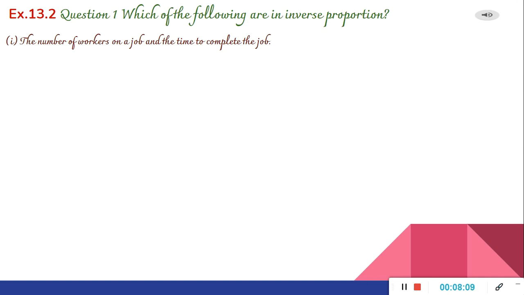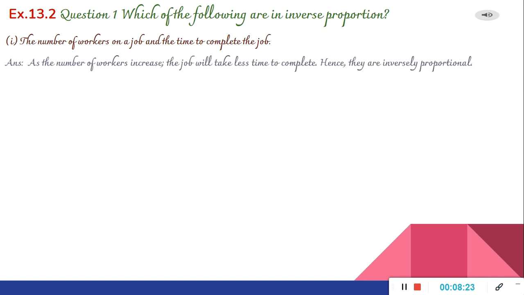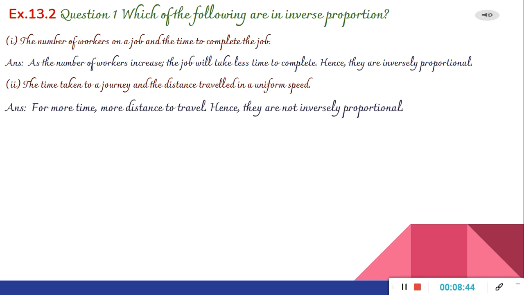So let's see. The first one is the number of workers on a job and the time to complete the job. As the number of workers increases, the job will take less time to complete, right? Hence, they are inversely proportional. Second one, the time taken for a journey and the distance traveled at a uniform speed. The speed is uniform, the same. So for more time, more distance is traveled. Hence, they are not inversely proportional, right? If more time is taken, then the journey distance will also be more because the speed is uniform. So that is not an inverse proportion.